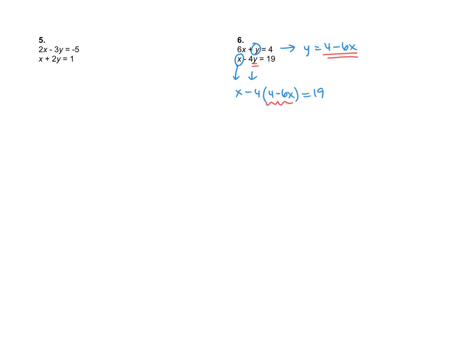Okay, so now I'm going to keep going. Manny, what do I do from here? Distribute negative 4. Okay, love that. Change this to adding a negative. So we are distributing a negative 4. So that gives us x, add negative 16, add 24x is equal to 18.